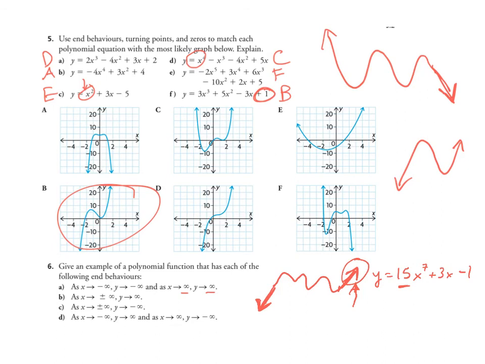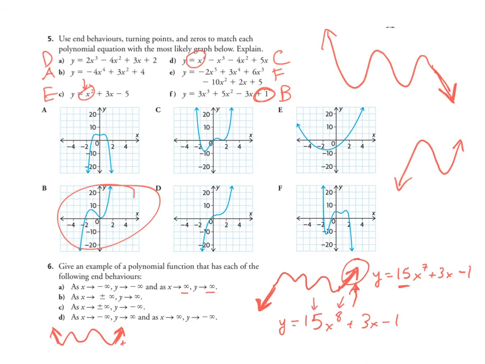Part B, as x approaches positive or negative infinity, so on both sides, y is infinity. So on both sides, it ends high, very high. Okay, so that means since it ends high on the right-hand side, the leading coefficient must be positive. So let's go 15 again. Why not? As long as it's positive. And the degree must be an even degree. So let's just say x to the 8 plus 3x minus 1. None of that matters. It's just the fact that it's even degree and positive.